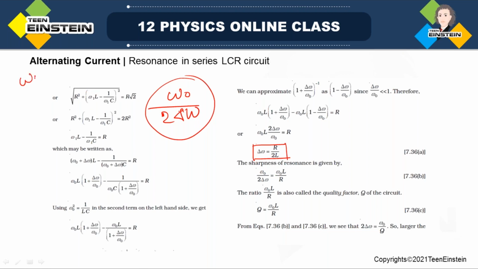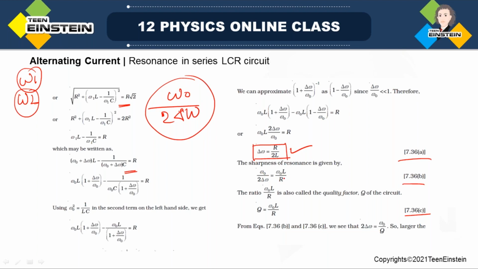For that, we first chose two frequencies and then applied the condition where the current becomes 1 by root 2 times the maximum. If you do a bit of calculation, we will eventually arrive at delta omega. These are the equation numbers, you can just follow this. I'm not going into the detailed calculation, that's why I am only showing it here. Now omega 0 by 2 delta omega is easy to get.